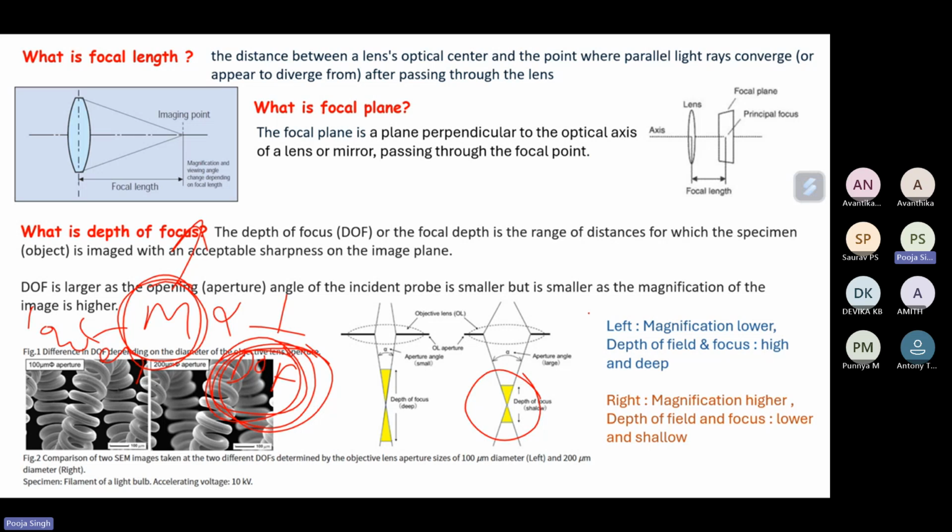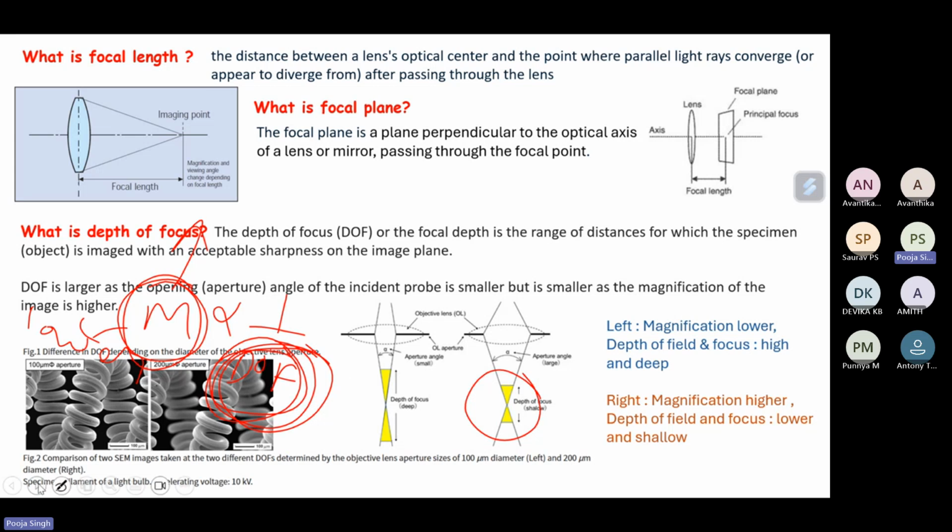But if you are using AFM, atomic force microscopy, in that instrument you can zoom your images up to 1 nanometer. These are all very powerful instruments, mostly used in material research. I have also used SEM, AFM, and TEM, transmission electron microscopy, in my research. I think you will hear about them later. But in SEM, basically, we use two types of objective lens, the smaller and the larger aperture angle, and they give you different depth of focus, deeper and shallower.